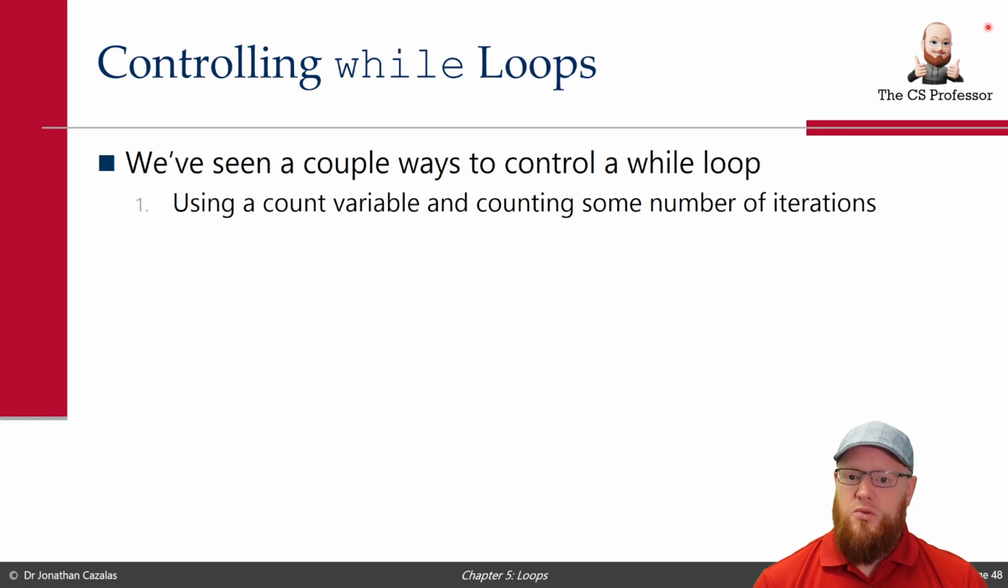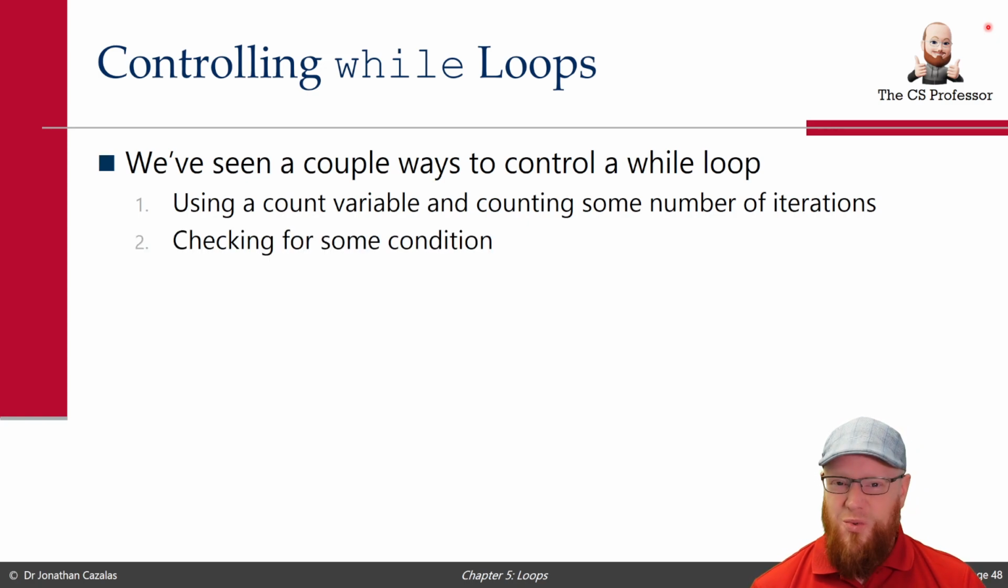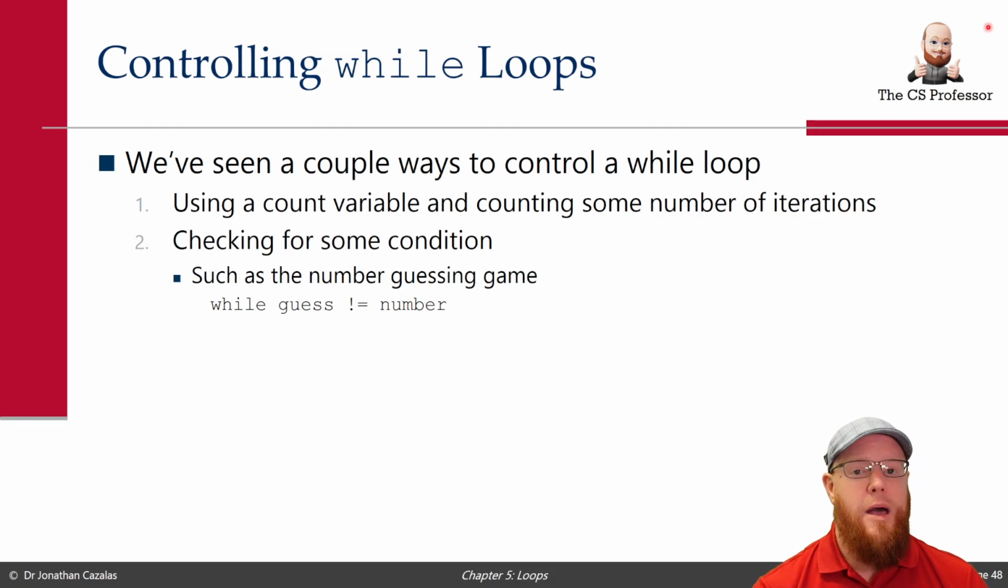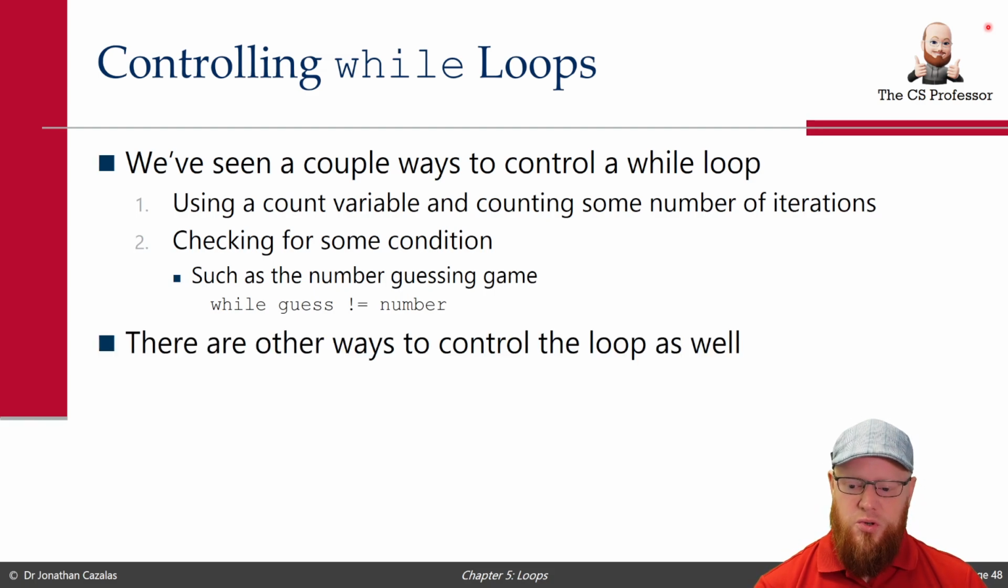Thus far, we've used counters, we've had count variables, and we've counted a certain number of iterations, which ideally is not how you would use a while loop, but it's been fine. That does work. We're going to show you the better way of doing that now. We've also checked for some condition, such as when we did that number guessing game, and we kept looping as long as the user had not made the correct guess. So we had while guess does not equal the number.